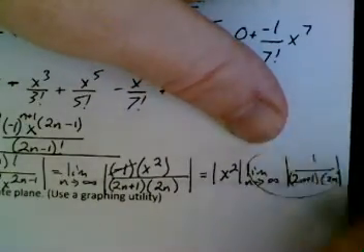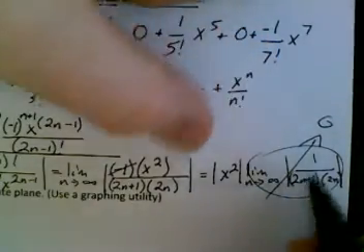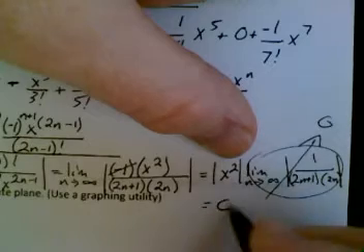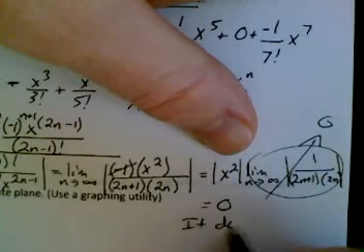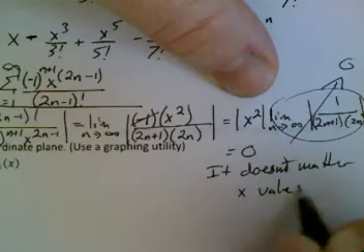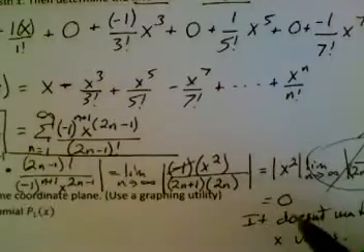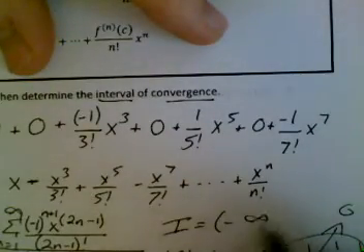This thing will always go to 0. But wait a second. If this thing goes to 0, that means that 0 times this is always equal to 0. So it doesn't matter what the x values are. What does that mean for our radius of convergence, or our interval of convergence? That means my interval is actually equal to negative infinity to infinity.